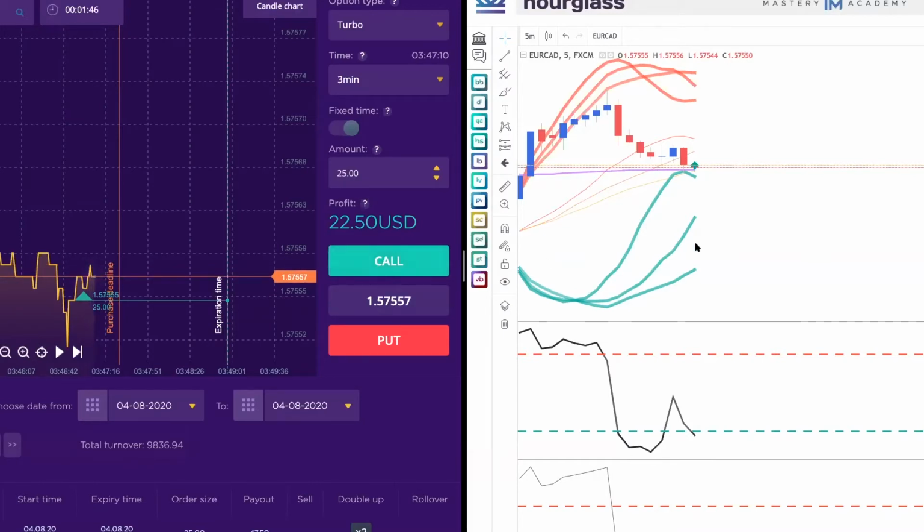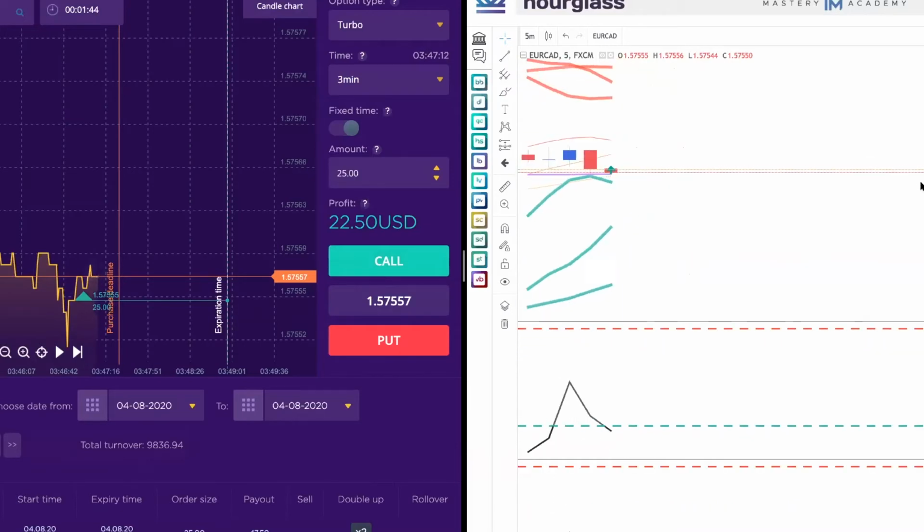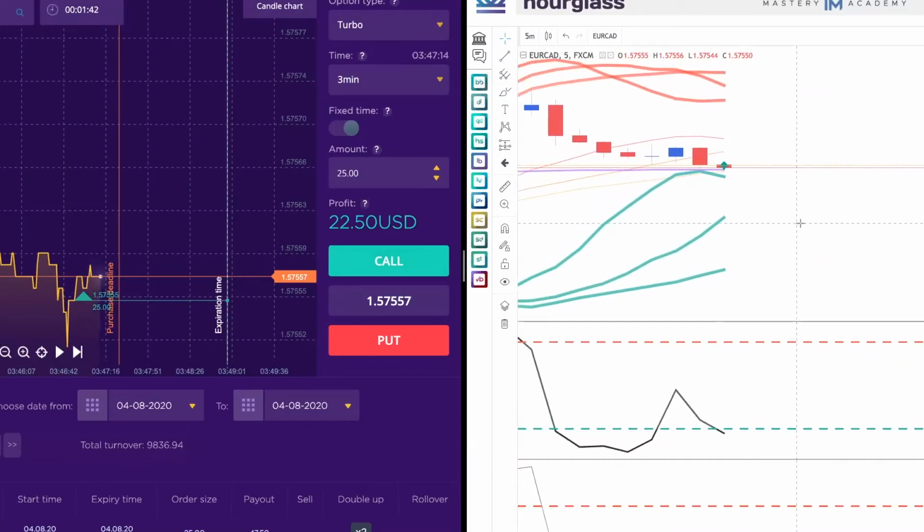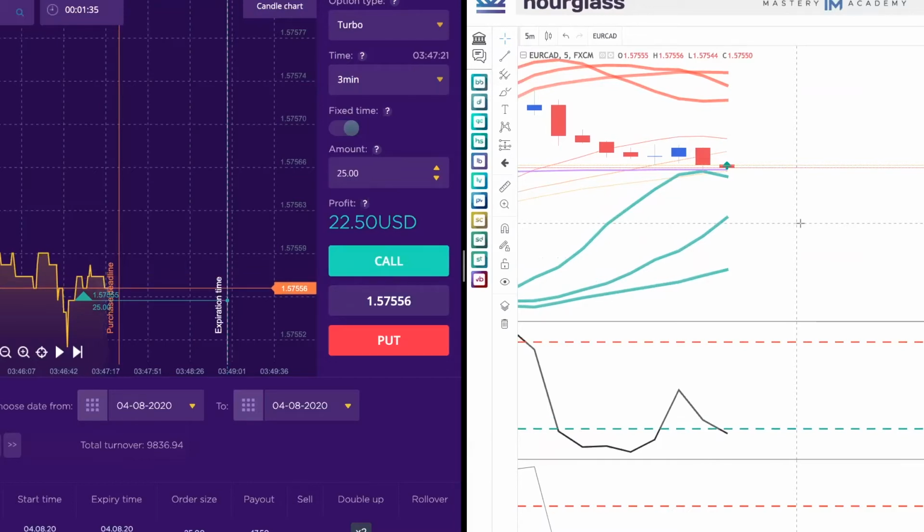If you guys got in at the 554 or 555, either way, you should be in profits right now. 555 or 554 Euro CAD for a call. It's at 556 right now.